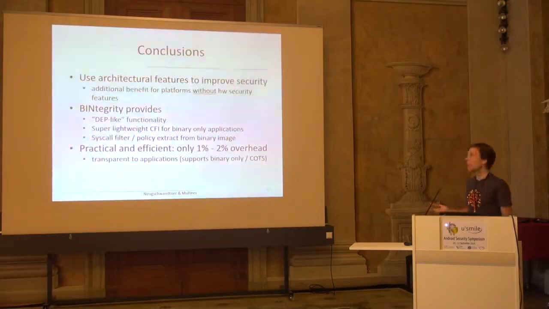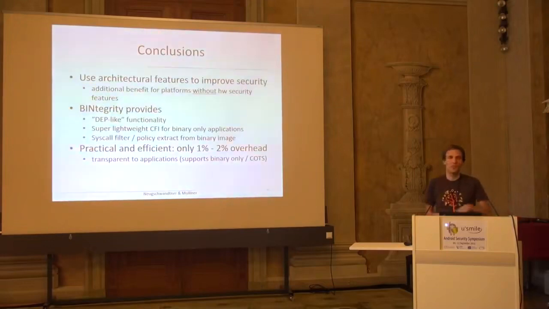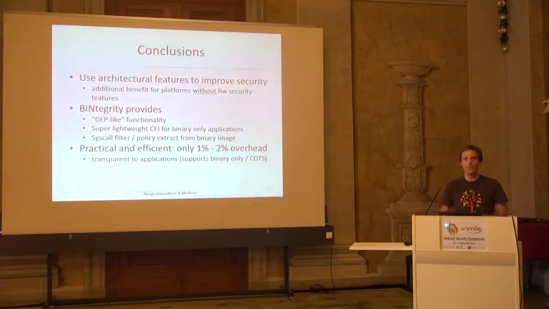Okay, coming to conclusions. What we did is we used architectural features of RISC that are intrinsic to RISC and fairly generic to improve the security of embedded devices. This is of additional benefit for platforms without hardware security. It will not be of super additional benefit for top of the line Android phones that already run the newest version of Android, but will definitely benefit lower end budget devices. And we provide DAP-like functionality for those devices.